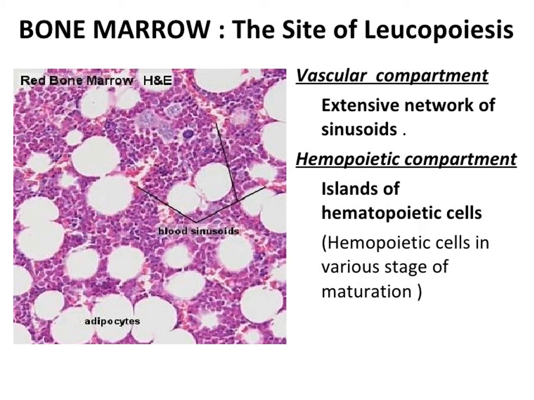Next, what is the site of leukopoiesis? The site of leukopoiesis is the bone marrow. If you see in this picture, you see the histological picture of bone marrow, where you see there are two compartments. One is the vascular compartment, another one is the hemopoietic compartment.